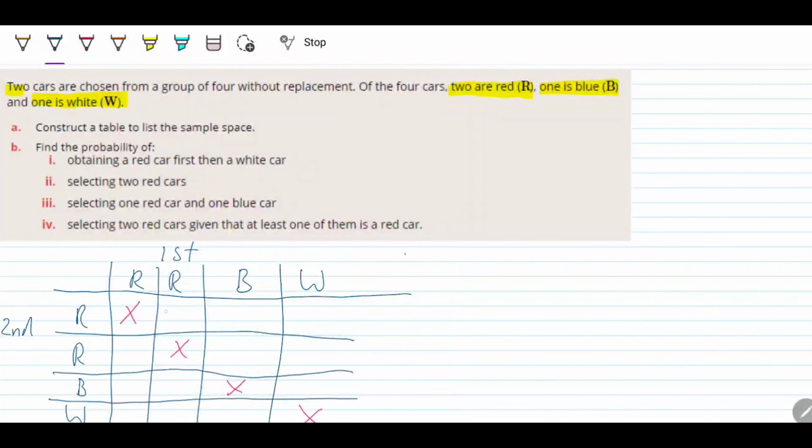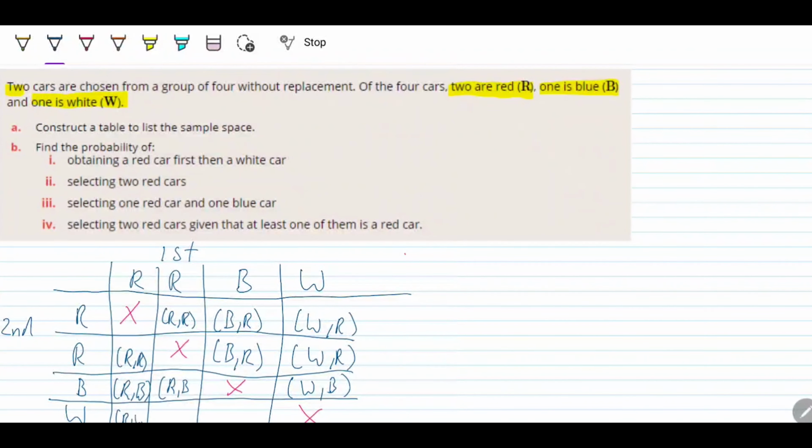So we are left with RR, BR, WR, RR, BR, WR, RB, RB, WB, RW, RW, BW, and that should do it.